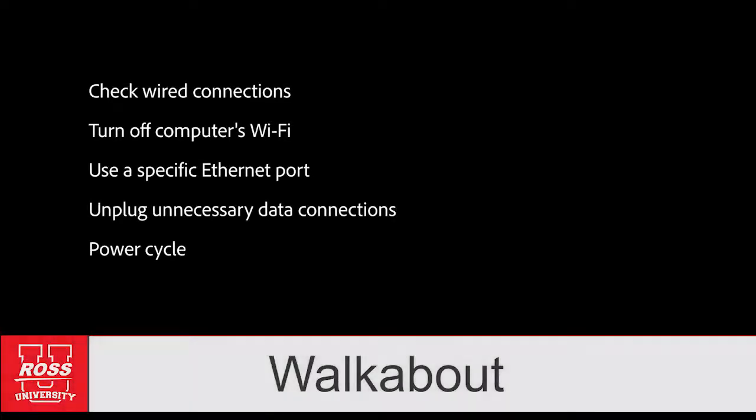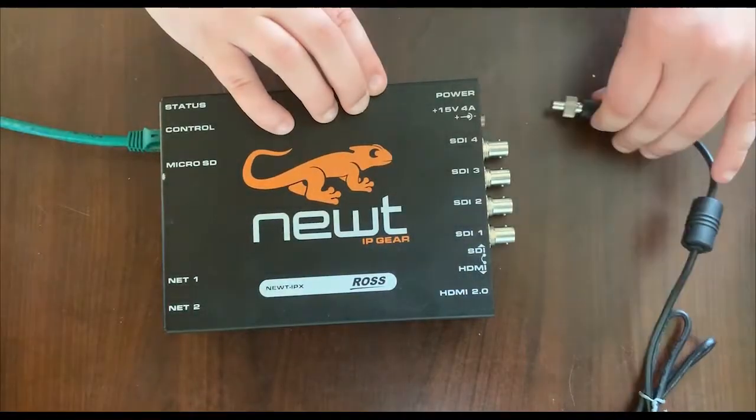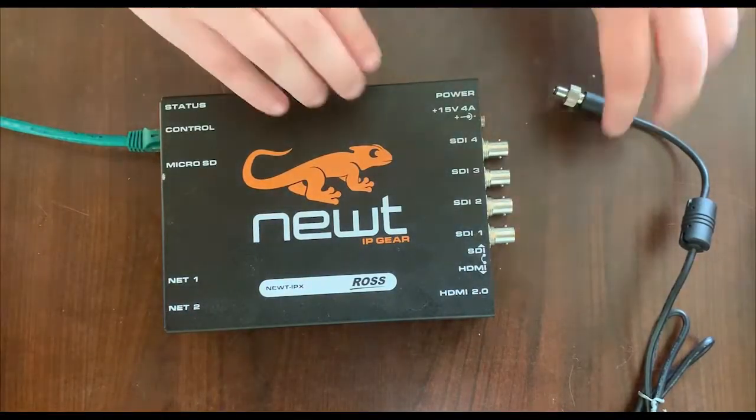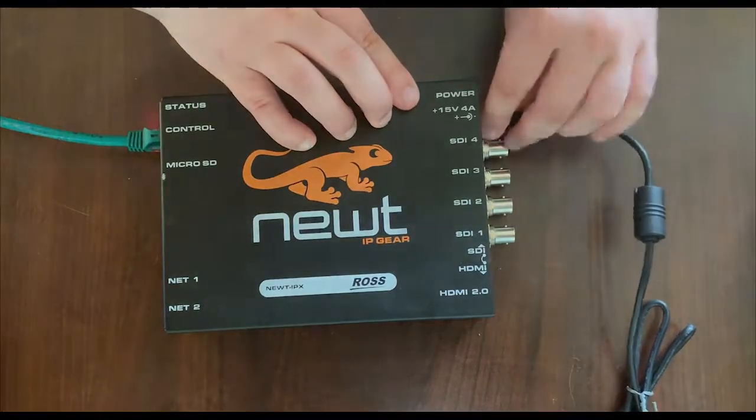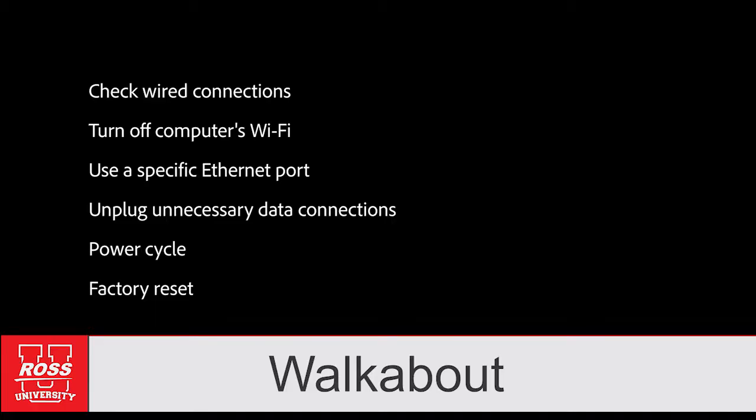Power cycle. Try power cycling, turning off and on your device. Factory reset. You can also perform a factory reset as described later in this video. If you still cannot see your device with Walkabout, especially if you have a NEWT with an older firmware version, you should follow the Connecting Without Walkabout section later in this video.